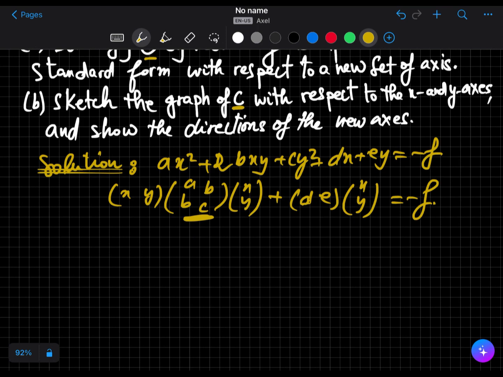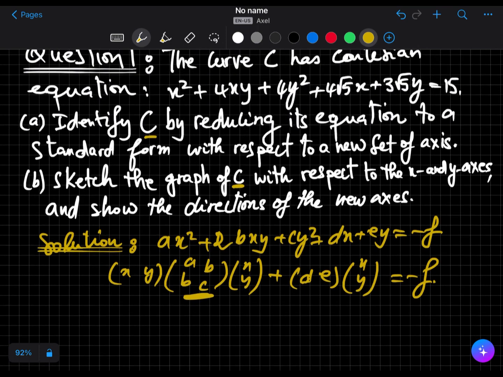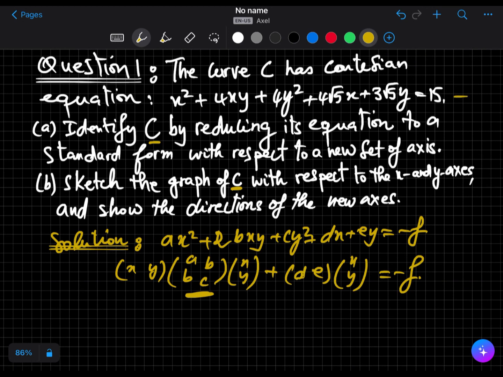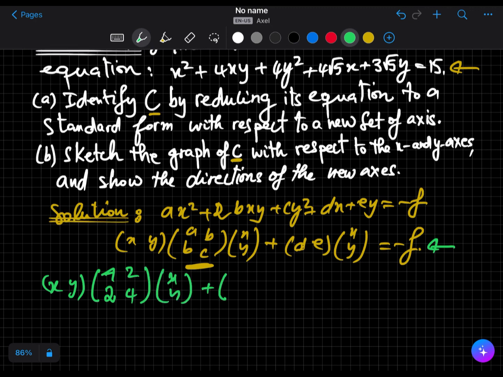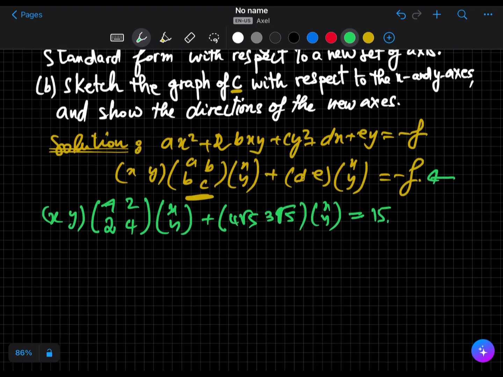Now, once we have this, we can therefore apply it to our equation, right? See the equation that we have here. We can then write it, applying this equation. This will give me (x y) times [1 2; 2 4] times (x y), plus [4 square root 5, 3 square root 5] times (x y) equals to 15. So you can see that this is a symmetric matrix. We call it matrix A. Because this was the first step, right?